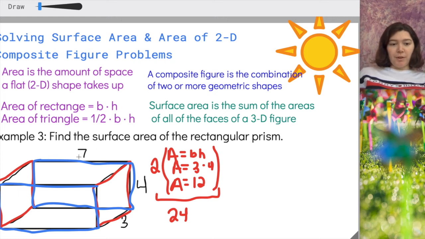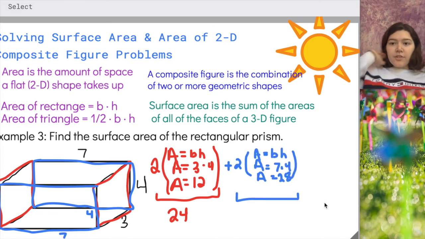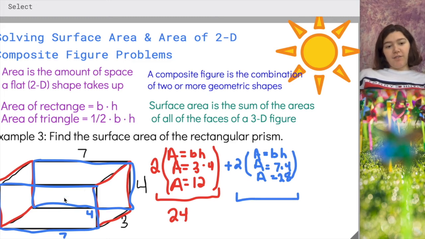Okay, so I'm going to multiply 7 times 4 to figure out my area. And if that's the case for that rectangle, it's also going to be the case for this rectangle. So I'll do 7 times 4. All right, let me do that. So 7 times 4 is 28. So that's going to be the area of this side and that side.